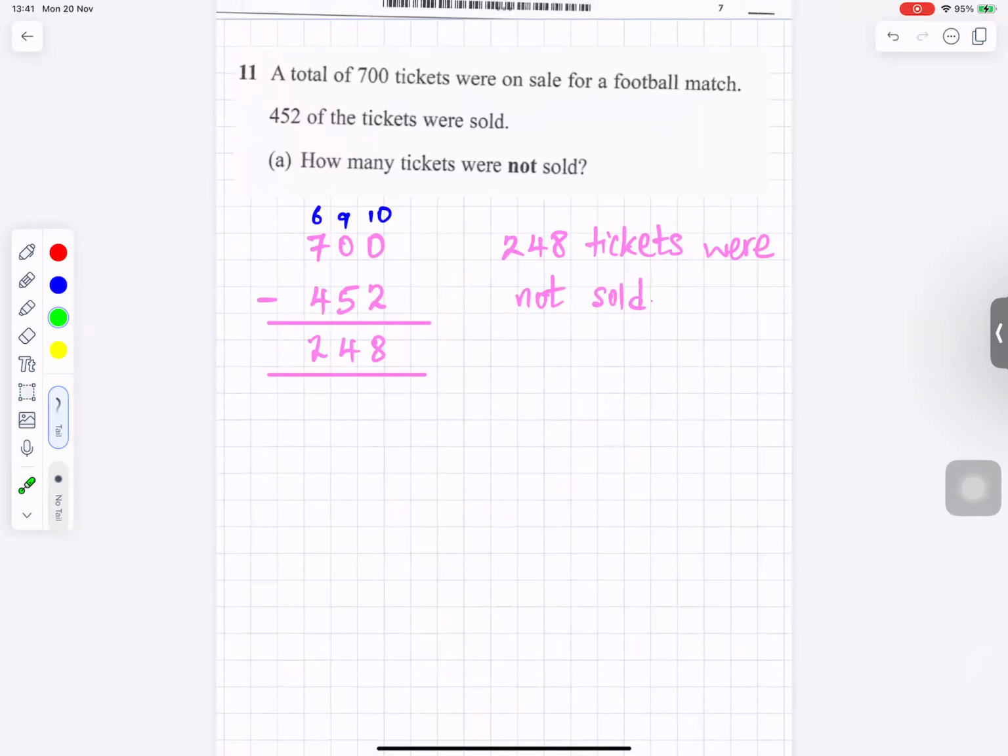So for number 11, 10 minus 2 gives you 8, 9 minus 5 is 4, 6 minus 4 is 2. So 248 tickets.